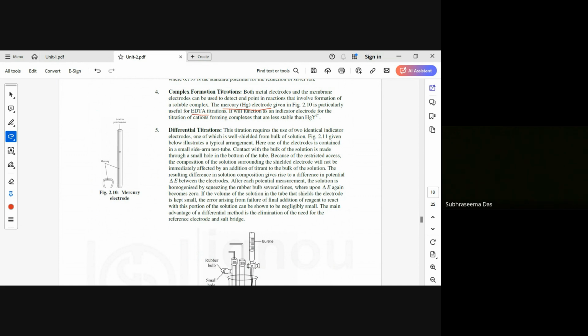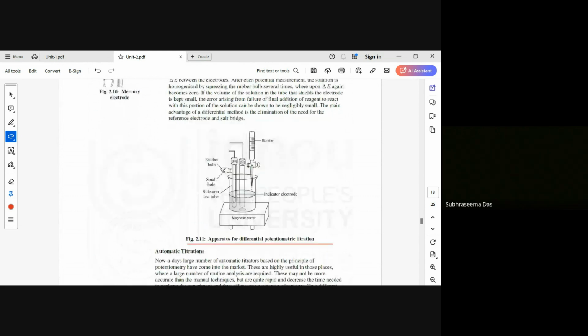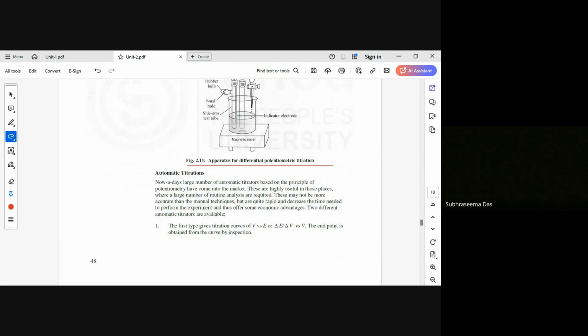The resulting difference gives rise to a potential difference, that is delta E. And after we measure the delta E several times, if the volume of the solution increases or decreases, it can be negligibly small. The main advantage of this method is that we don't need a salt bridge for such types of titrations, differential titrations. And then from the plot, we can find out the EMF. Then the automatic titrations.